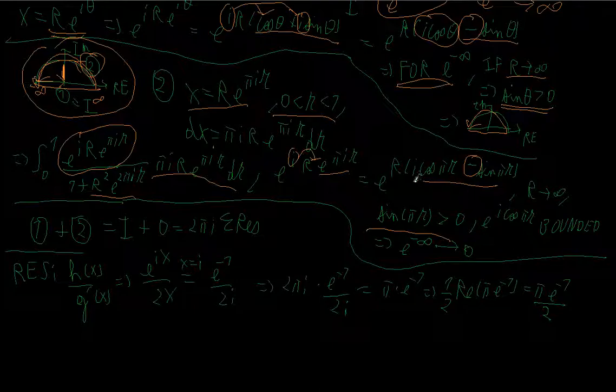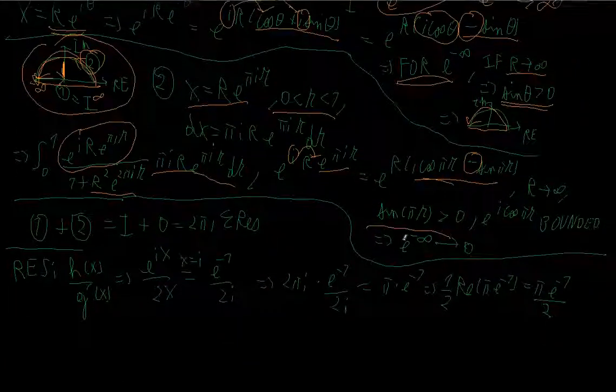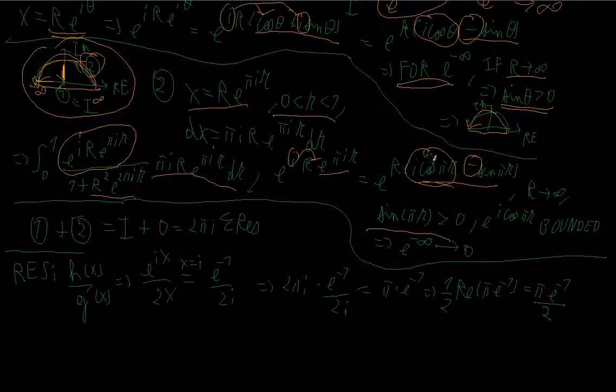Remember that e to the i cosine pi t, as said before, is bounded, so we don't care about this part here. We know that r is a positive number, we have a negative sign here and a positive number here, so negative times positive is negative, so we will have e to the minus infinity, which will tend toward 0, okay?